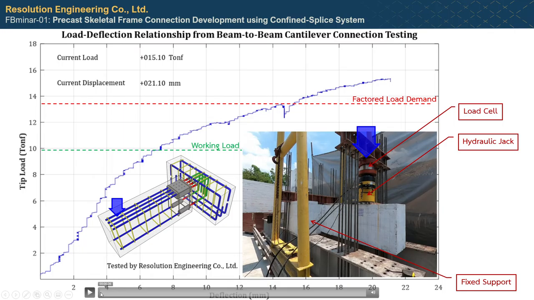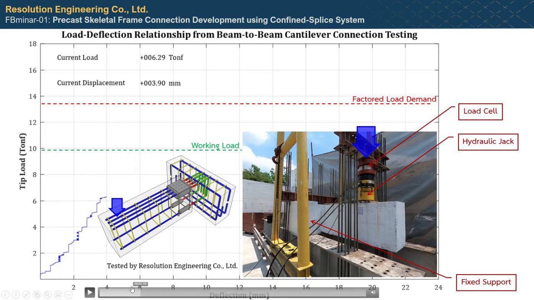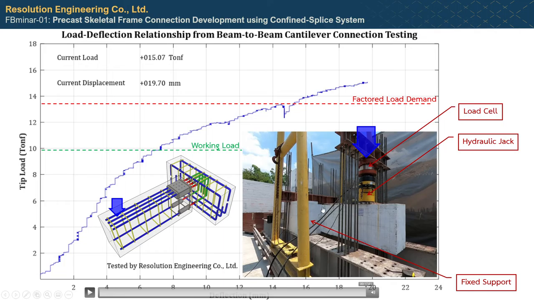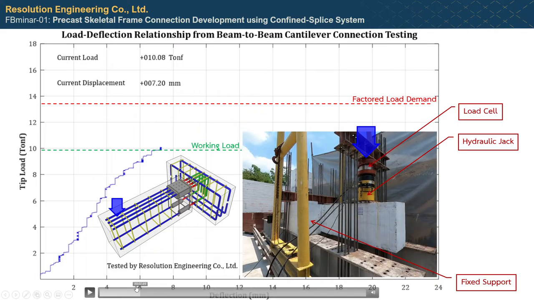Anyway, I'm going to do the fast forwarding for you. Okay. The beam does not fail. This cantilever beam didn't fail, but the failure is in this part instead. So we have no question or no doubt about the connection by confined splice. But this part here is not designed to withstand that much load. Anyway, it's not in my scope.